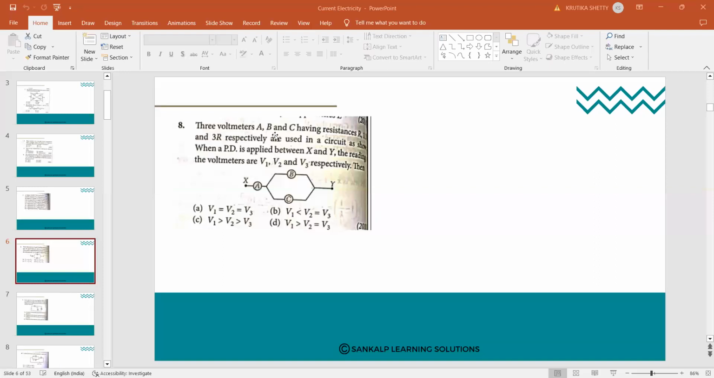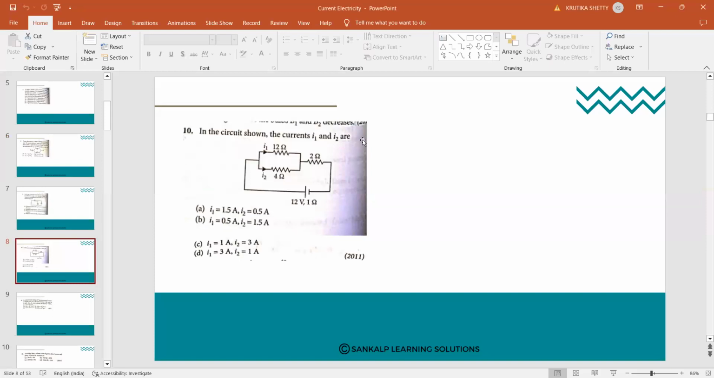Okay, see. In the circuit shown, the currents I1 and I2 are. So we need the values of I1 and I2. They have given 4 resistors. Look here, there is a 12 ohm, and in parallel with it a 4 ohm. Then in series with both of these there is a 2 ohm. Next, here is the internal resistance, a resistance of 1 ohm given below. So a total of 4 resistors are connected here, 2 in series and 2 in parallel. So what is the value of I1 and I2?